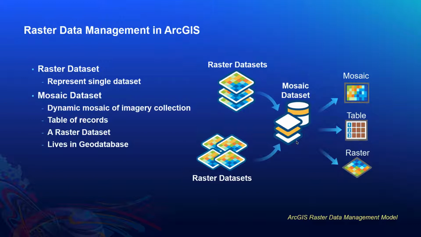You can also use the information model we call the mosaic dataset to manage a collection of imagery data. The mosaic dataset is a very powerful data model that supports dynamic mosaicing of a collection of imagery, and it also provides a table view that shows all the imagery items in the collection as a table of records. The mosaic dataset itself can also be considered as a single raster dataset, and it must live in a geodatabase, either a file geodatabase or an enterprise geodatabase.